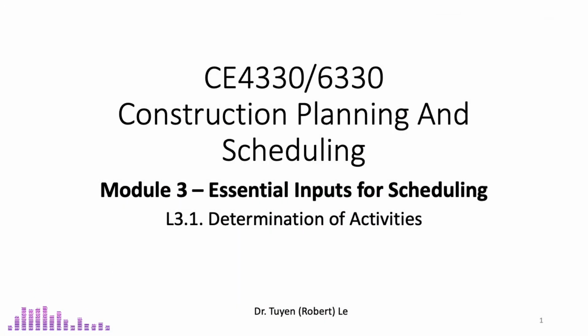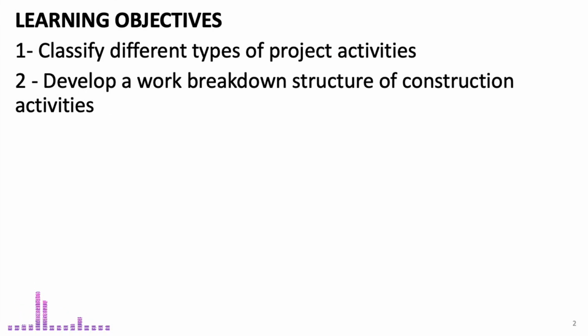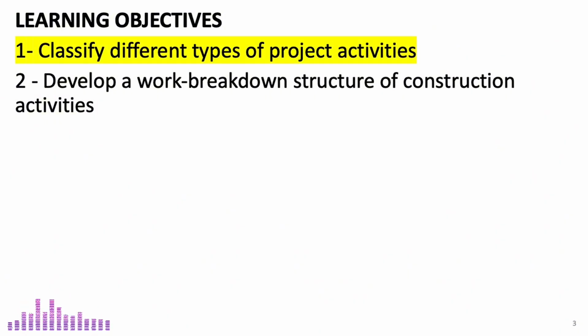In today's video, we'll be diving into a new module, Module 3, Essential Inputs for Scheduling. The first lesson in this module focuses on determining the activities involved in a construction project. For this lesson, we have two main learning objectives. First, we'll classify different types of project activities, and second, we'll learn how to develop a work breakdown structure for construction activities. In this video, we'll focus on the first objective. Let's go ahead and get started.